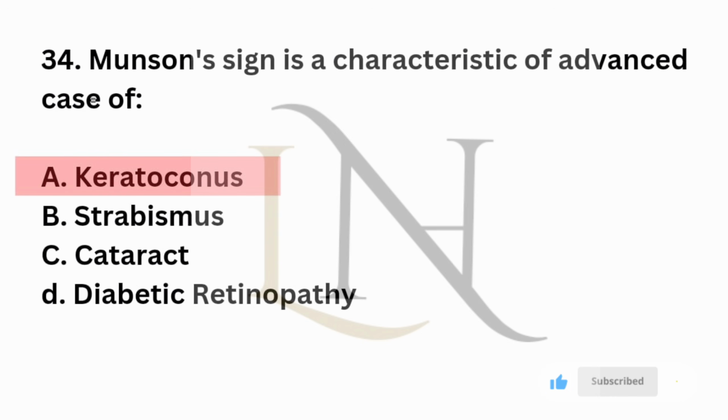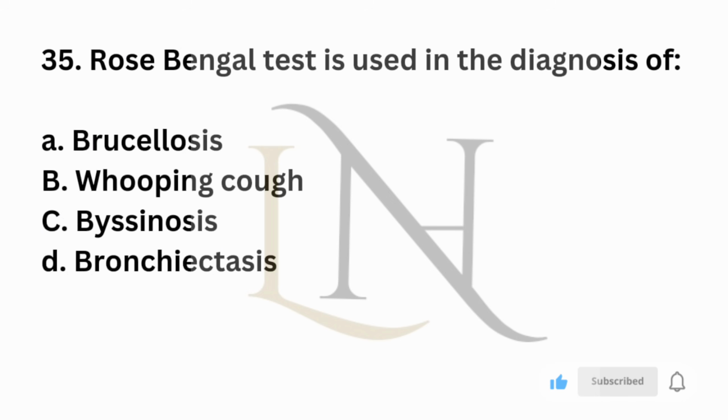Option A, keratoconus. Keratoconus means the cornea thins and gradually bulges outward in a cone shape. It is an eye disease that affects the structure of the cornea, resulting in loss of vision. Next question.